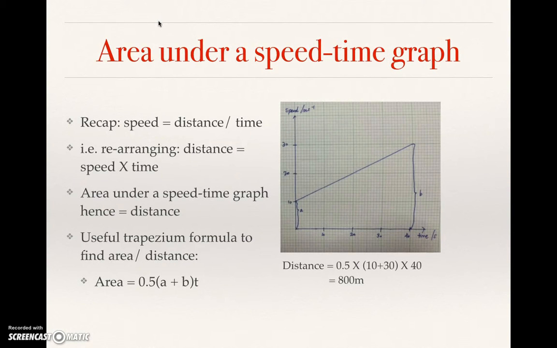Let's now look at the area under a speed time graph. If you recall, speed is equal to distance over time, and if you rearrange this, distance is equal to speed times time. The area under a speed time graph hence gives you distance. To find the distance in the chart on the right, we could use the trapezium formula, which is 0.5 times a plus b times time. So distance travelled by this object in this chart equals 0.5 times 10 plus 30 times 40, which is 800.